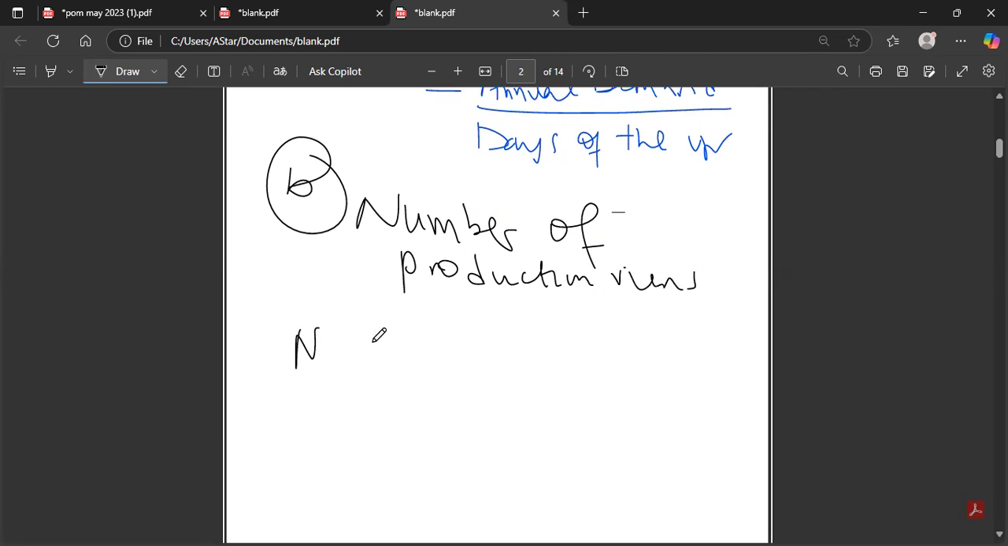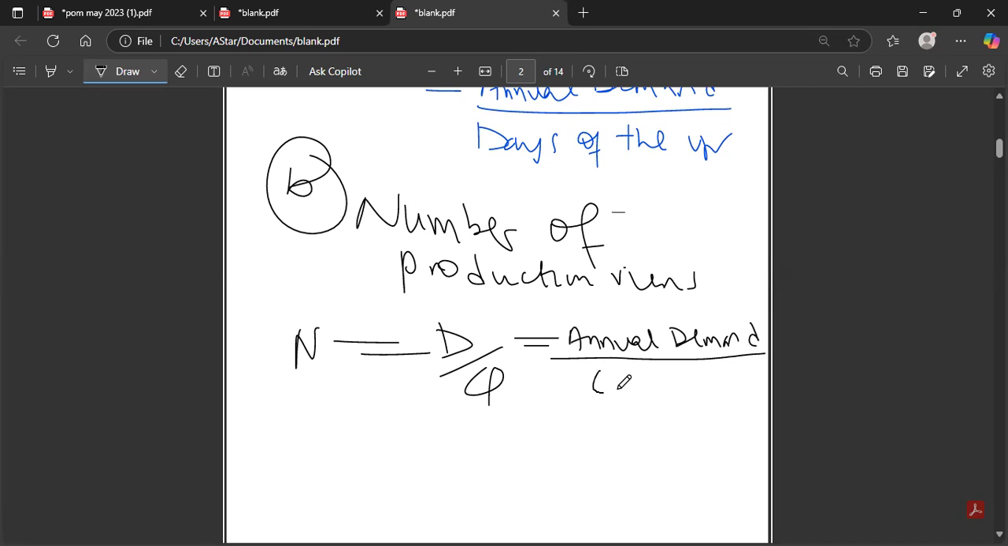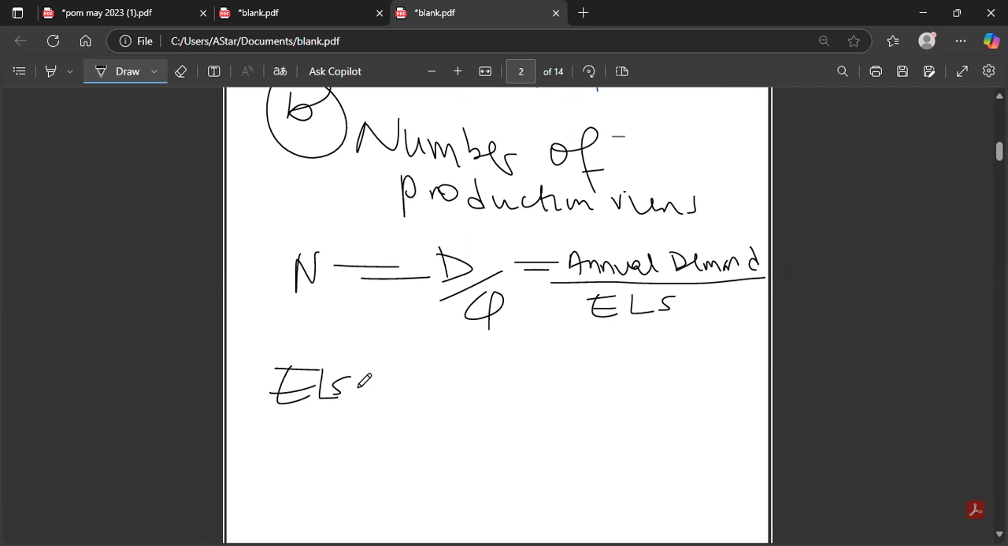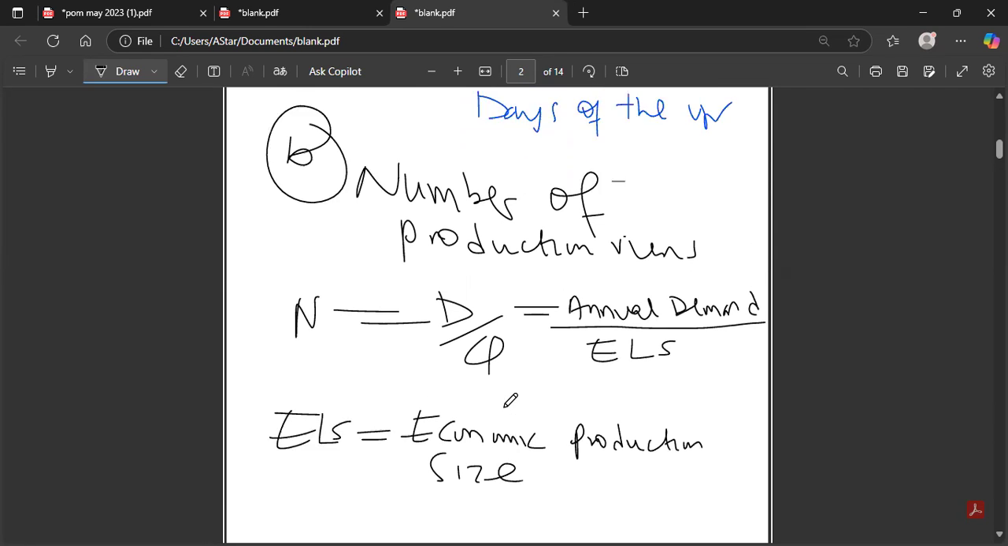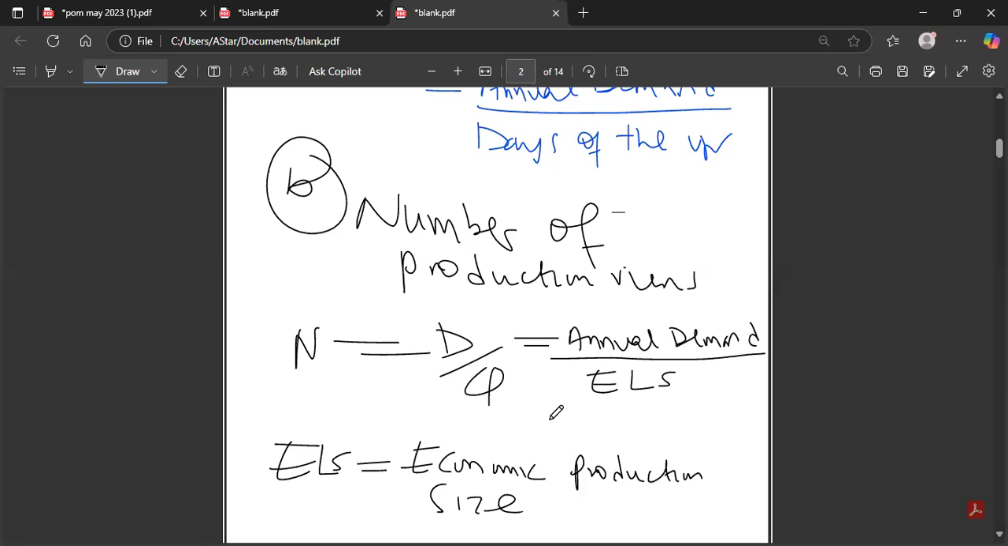So our number of production runs is equal to D over Q. So this is the annual demand. If you are writing, write please, over economic lot size. Economic lot size means the economic production size. Okay. So that is number of production runs. Are we together so far?